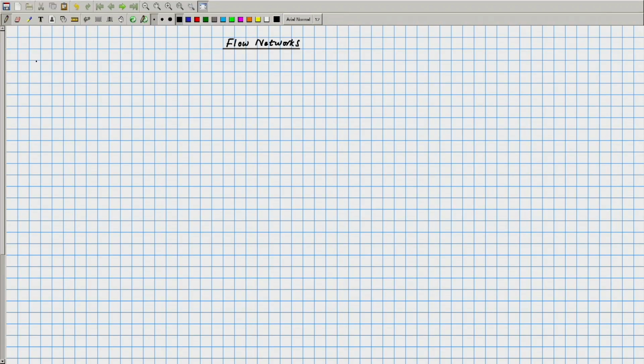A flow network has two components. First is a directed graph, which we will denote by G = (V, E). V is a set of vertices and E is a set of edges, and this is a directed graph. This would mean that if we denote an edge by (u, v), there is a direction to the edge. It goes from u to v and not v to u.